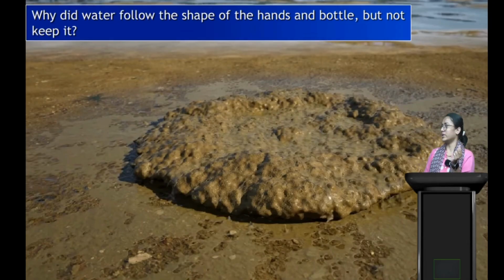Now, can you tell me why the water followed the shape of the hands and the bottle but did not keep it? When she was collecting the water in her hands, the water took the shape of her hands. And when she was using the bottle, the water took the shape of that bottle, isn't it? But when she was pouring that water onto the clay, the shape of the water wasn't the same, it changed, right? So why is it happening?